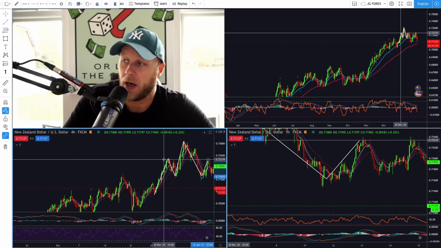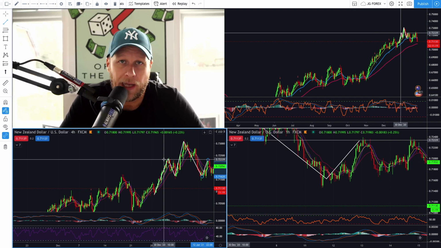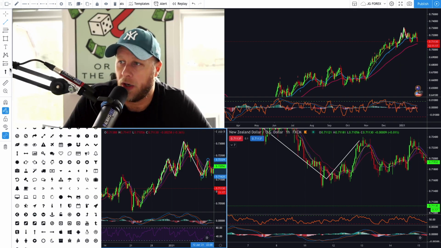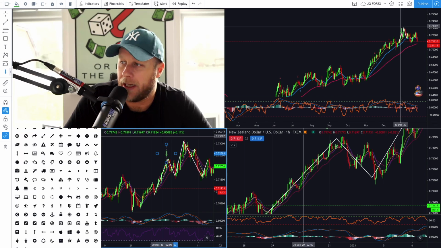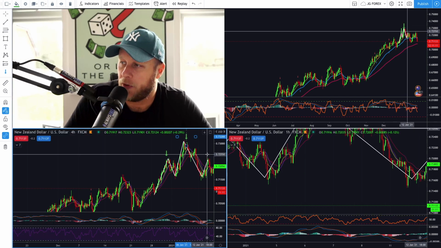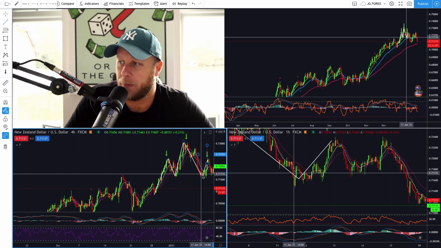So the new high before the most recent high, which in this instance sets us up for what we call a head and shoulders, where we've got the first shoulder, and then we've got the head, and then we've got the second shoulder. And that's what we call a head and shoulders pattern.